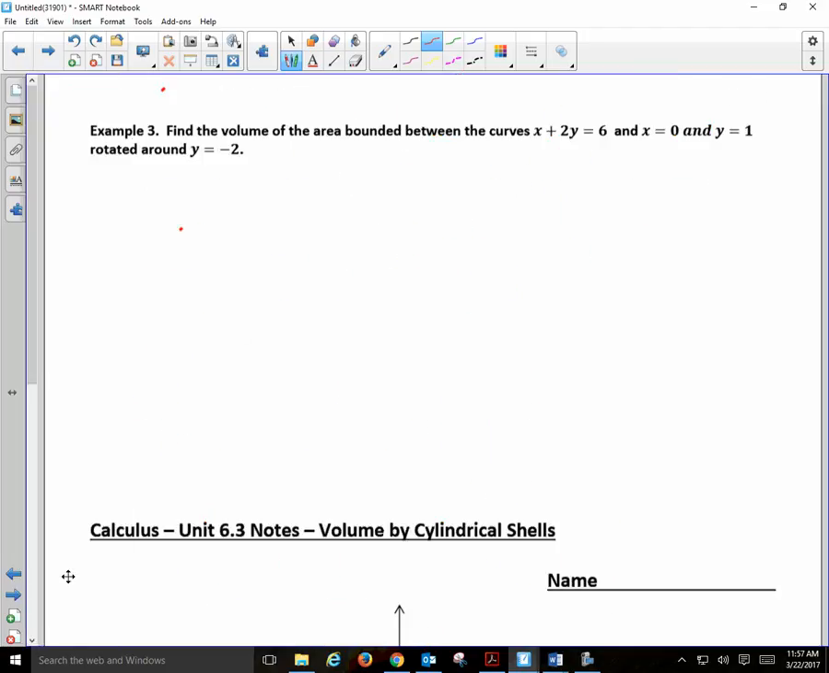Yeah, so tomorrow we are going to rotate around something other than the x and y axis. And you're going to see how that changes. No, just y equals negative 2. So the way that we find the radius is going to change. So we're going to stop there. I got a worksheet for you. You have the rest of the hour to work.